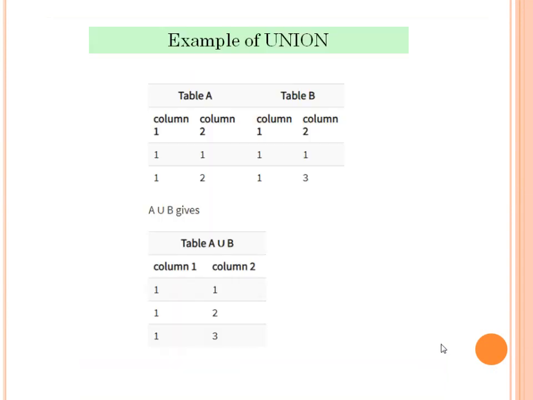See this example also. Table A, table B. Table A has two columns, again table B has two columns. Table A has three records, table B has three records. Now union is going to display all the records present in both the tables, but it will remove the duplicate record and show it only once. Clear?